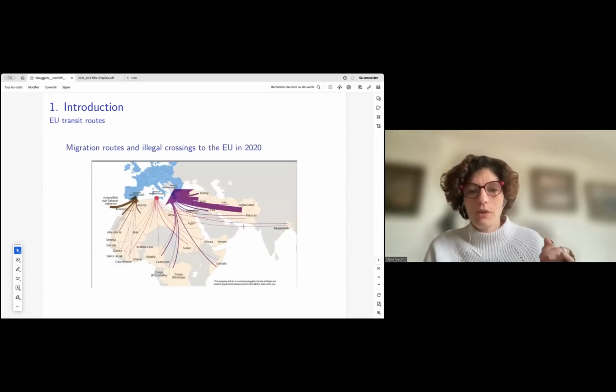All right, so briefly, as I said, people are coming from all over the world, mostly from war zones, and crossing the Mediterranean Sea to enter Europe.